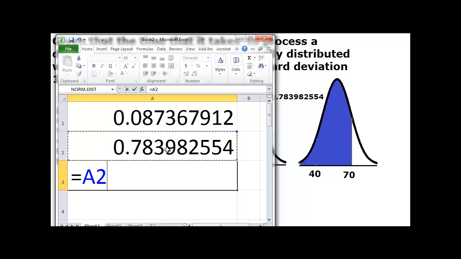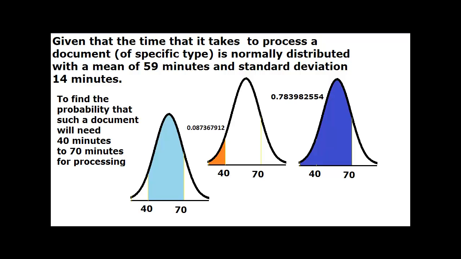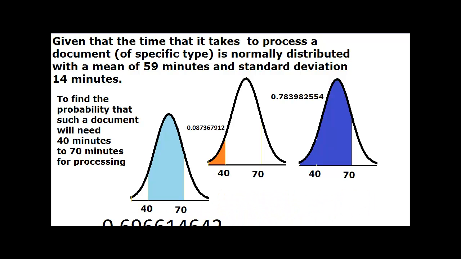Okay, here we go. We'll subtract the top cell from the bottom cell, and what does it tell us? That about 70% of the values are between 40 and 70, or in other words, the probability that it will take between 40 minutes and 70 minutes is how much? It is 0.6966, and you just round it up to the places it's asking you to. All right.